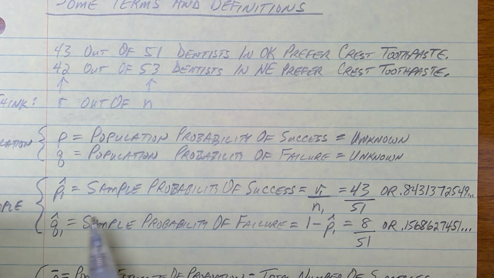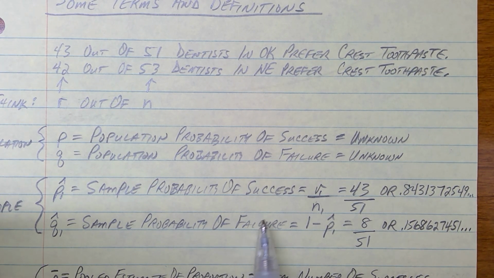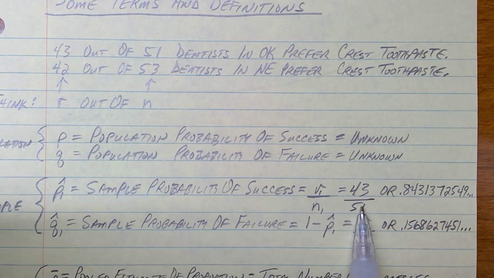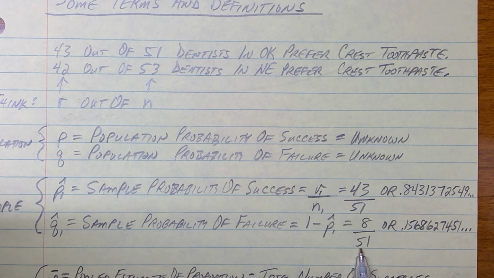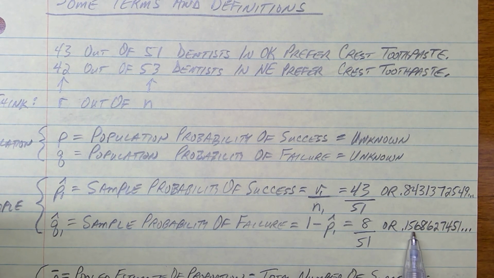Q hat, all right, that's the probability of failure. So this is our proportion of success, and the rest of it is my proportion of failure. So if 43 dentists liked Crest, that means that 8 dentists did not like Crest. Just 51 minus 43 gives you 8. So you can use the fraction if you want to be exact, or you can just change it to the 10-digit decimal and use 4 digits of it. So 0.1569 is what I'm going to use.